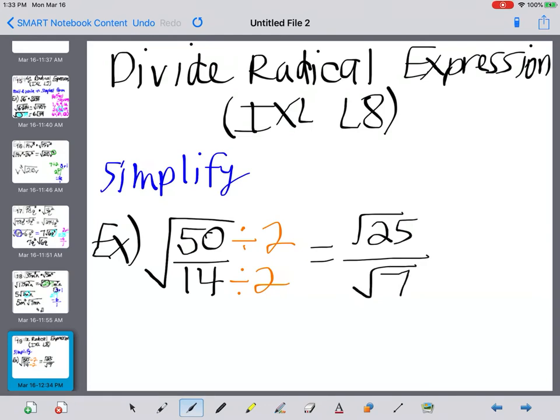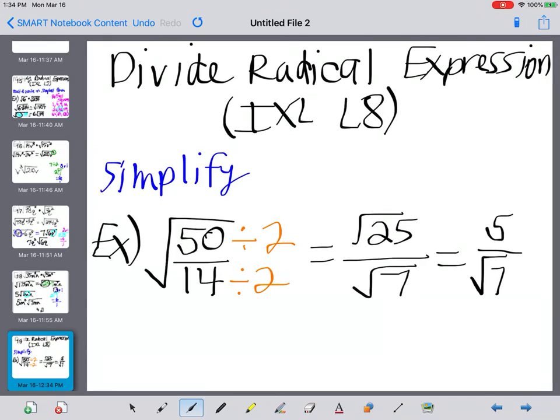Now you may wonder why I split it up. Well, if I have the square root of the whole thing, that means everything inside that square root is all being done to the square root, so I can't actually break it up like that. So the square root of 25, that should be a red flag to me that it automatically is going to be a whole number, which is 5. It's a perfect square. So we have 5 over the square root of 7.